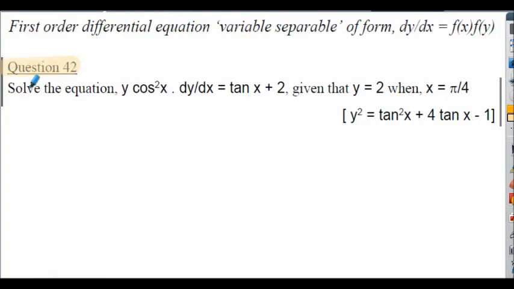Question 42, asked to solve the equation, stated here, given the initial condition of y is equal to 2 when x is equal to pi upon 4. Solution stated here. Again, the solution is fully worked on the following slides.